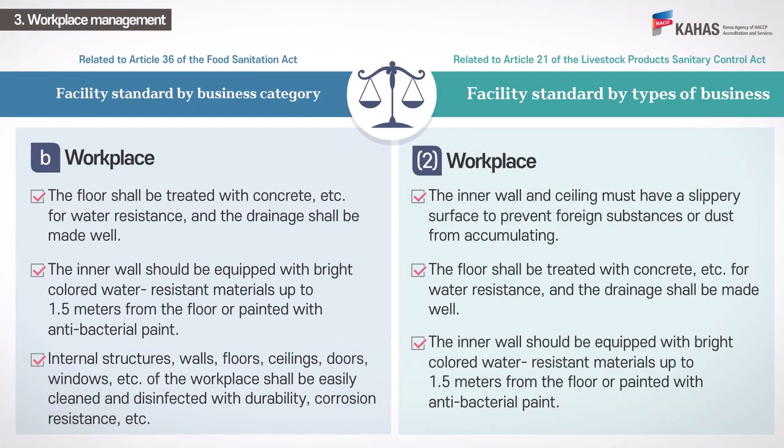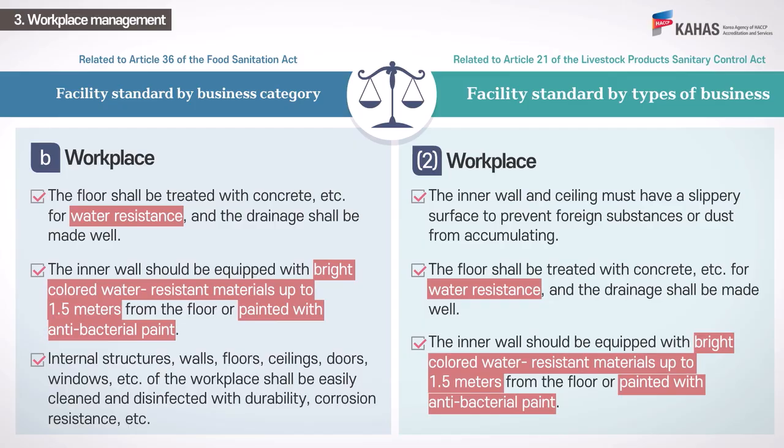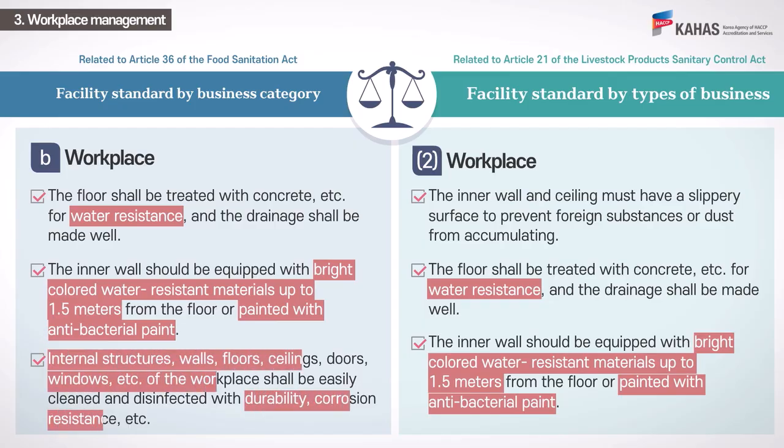Under the relevant law, the floor should be water-resistant and easily drained. And the inner wall should be equipped with bright colored water resistance, up to 1.5 meters from the floor, or painted with antibacterial paint. Like this, the interior structures of the workplace, such as walls, floors, and ceilings, should be durable and corrosion resistant, and should be easy to clean and disinfect.